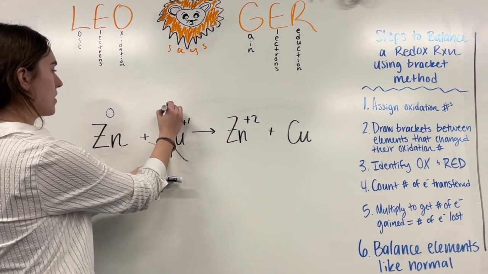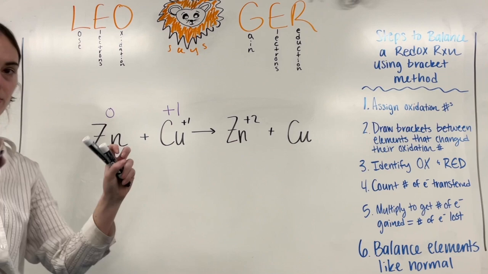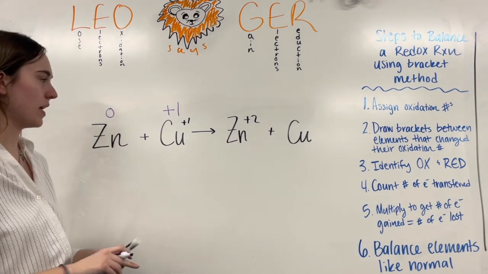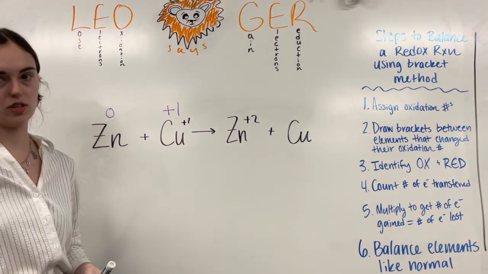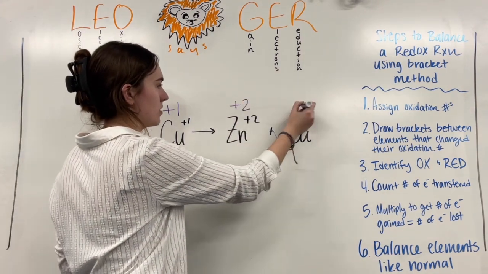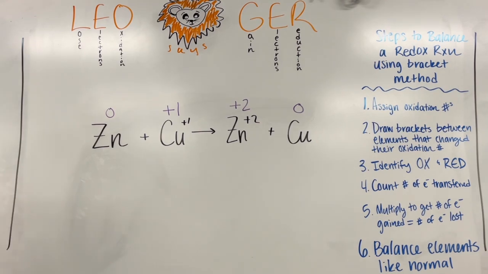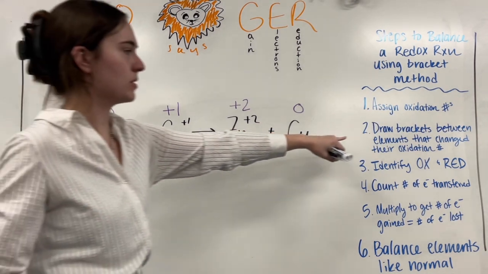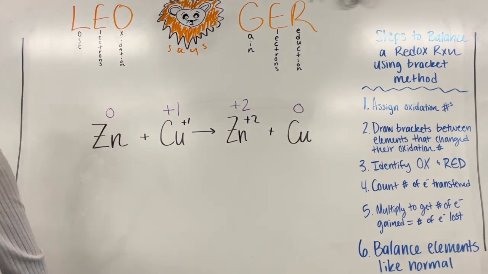Because the whole point of assigning oxidation numbers is to figure out hypothetical charges for things that don't normally have charges. This does have a charge though, so we don't even have to be hypothetical. That's its oxidation number. That means this one's +2 and this one's 0. Okay, step 2 is to draw brackets between elements that change their oxidation states.